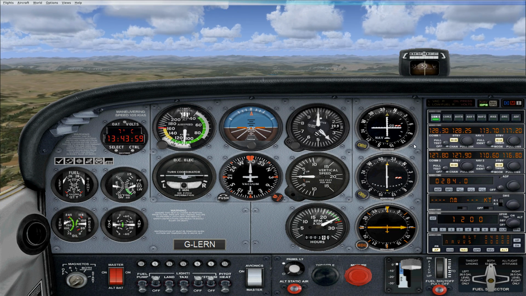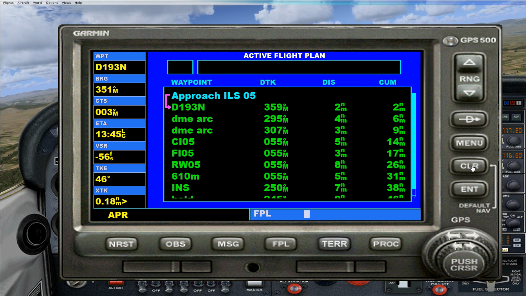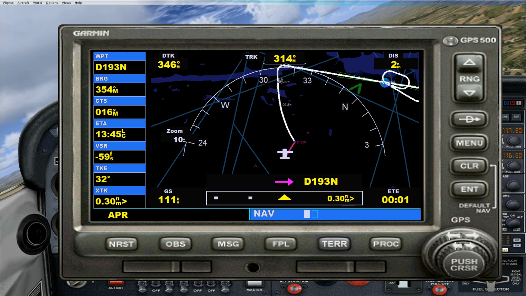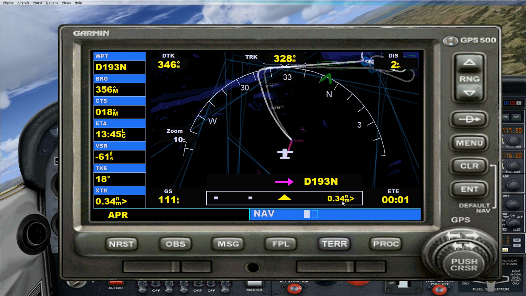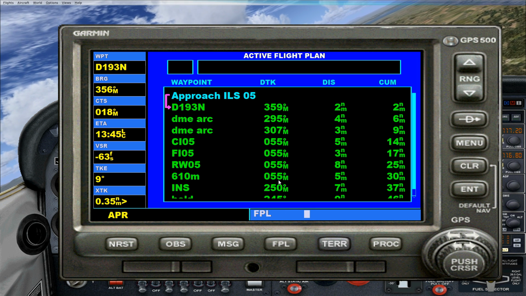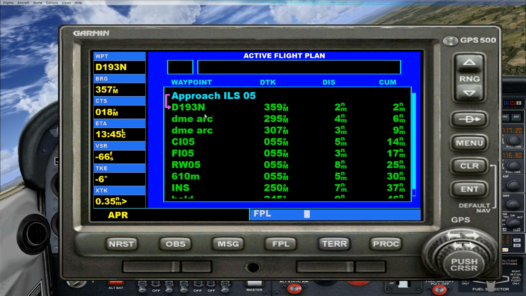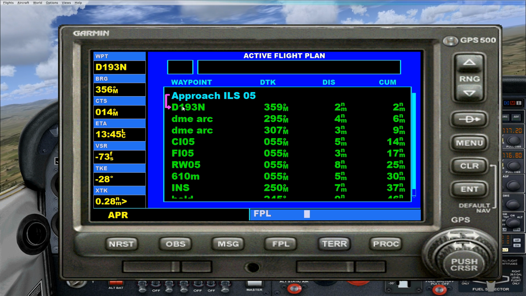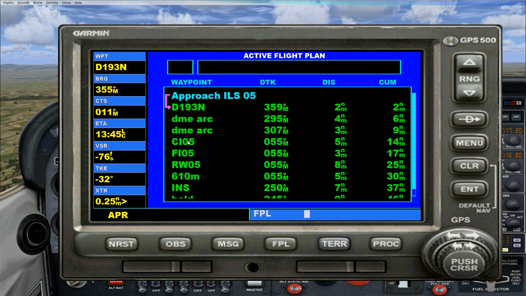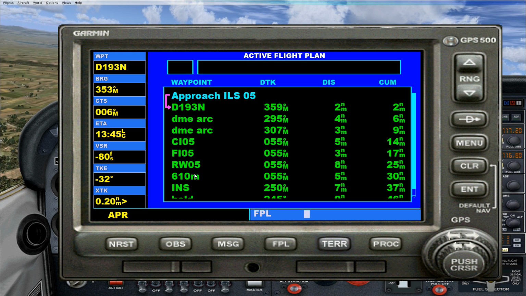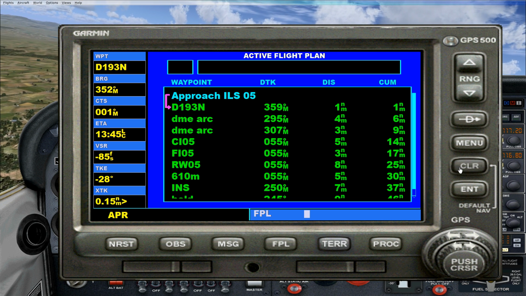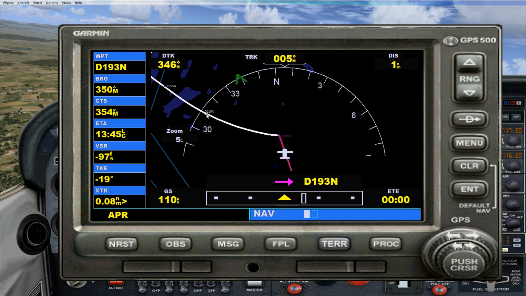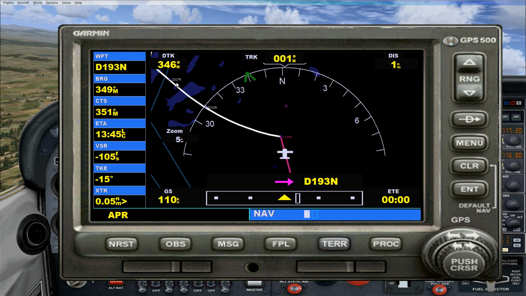and close that. Flick onto nav quickly, and if we clear that screen, you can see it's giving us that approach there. If we have a look at the flight plan there, you can see it also gives us the DME Arc. So the next waypoint will be the radial 193, and then it gives us the DME Arc procedure, and then a couple more waypoints on the run into runway 05. We'll just clear the screen there. And you can see there's D193N, and then radial of 215, and then radial of 227.